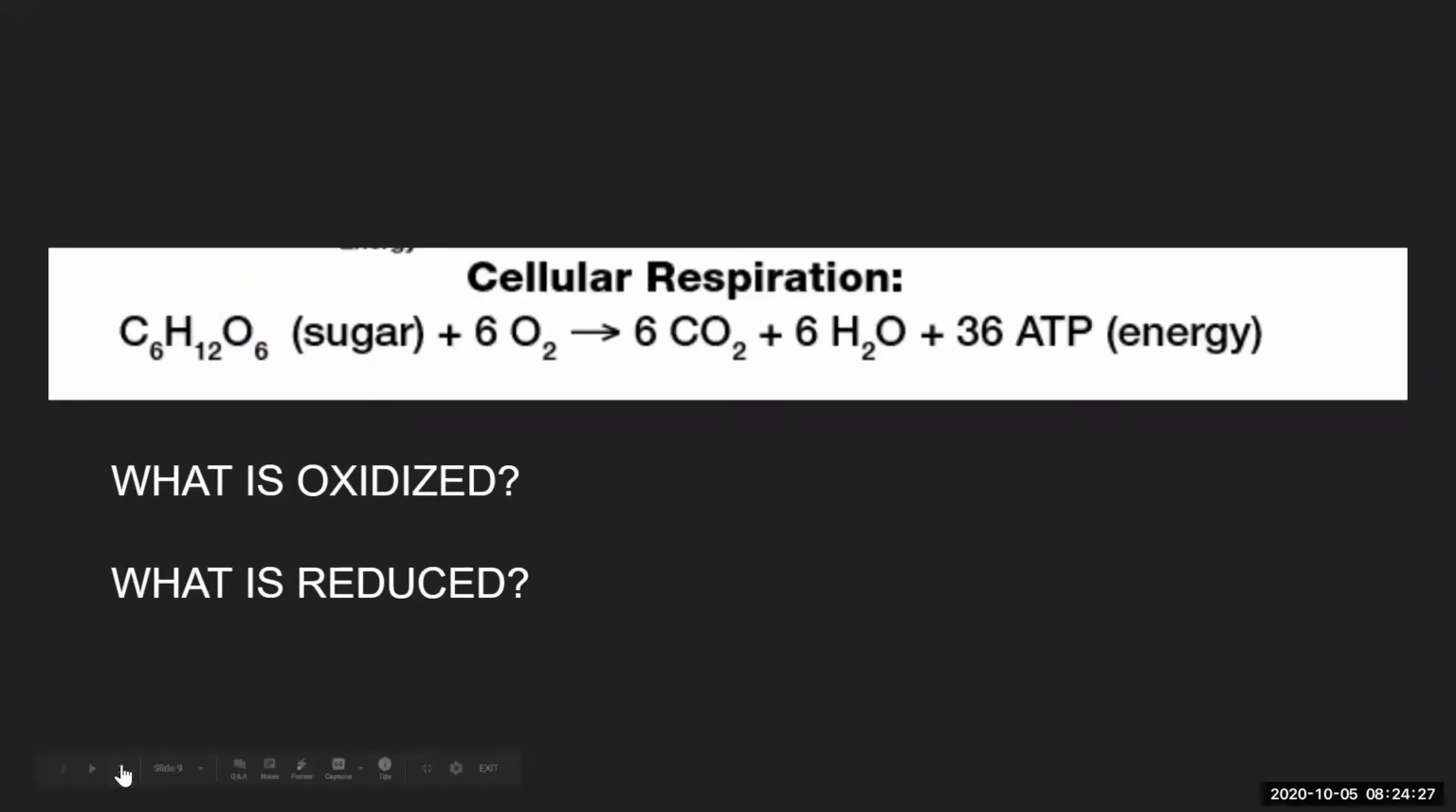What's oxidized and what's reduced in cellular respiration? Go ahead and put that in the chat.